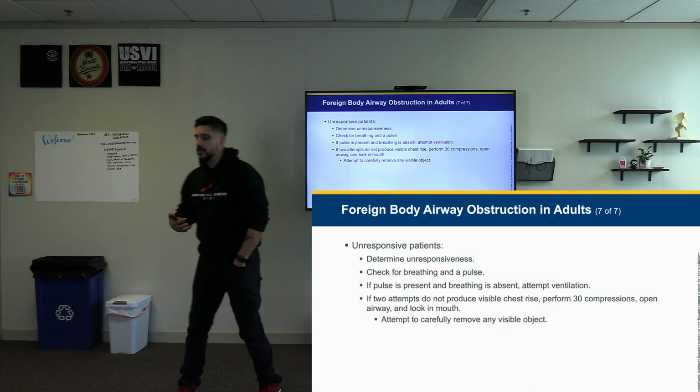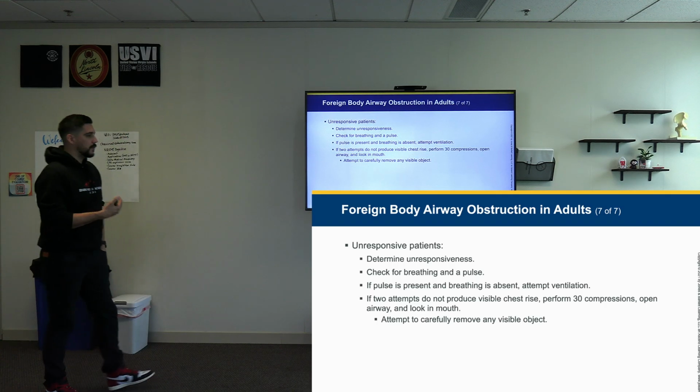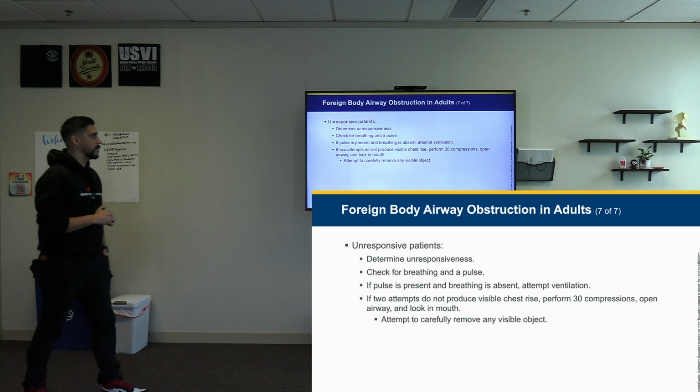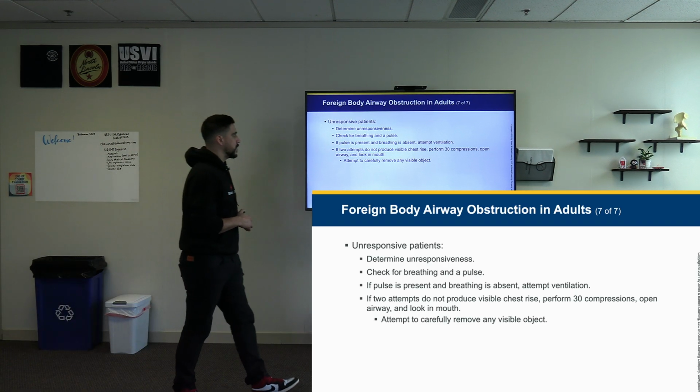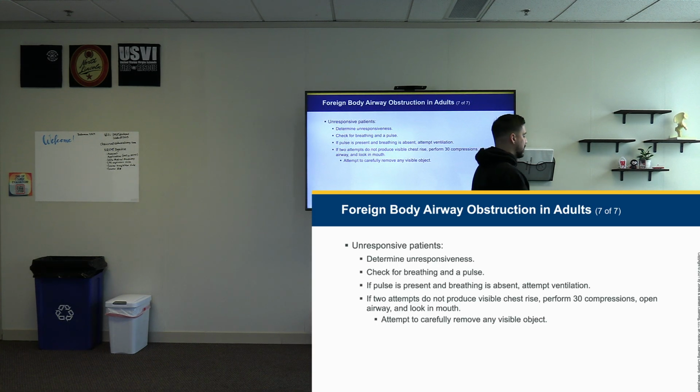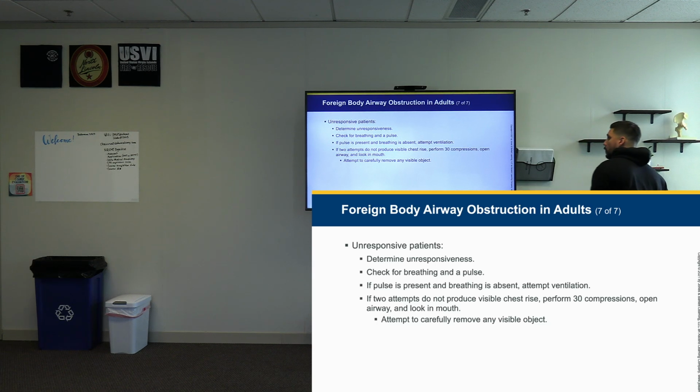We're doing the Heimlich, someone's choking, we're doing the abdominal thrusts, trying to get them to get that out, and they go unresponsive. First things first, check for pulse, check for breathing, right? We wanna make sure we're not missing anything. If a pulse is present, breathing is absent, we're gonna attempt ventilation. If we still cannot pass air through, right? If 2 attempts fail to produce visible chest rise, we're gonna actually start doing CPR.